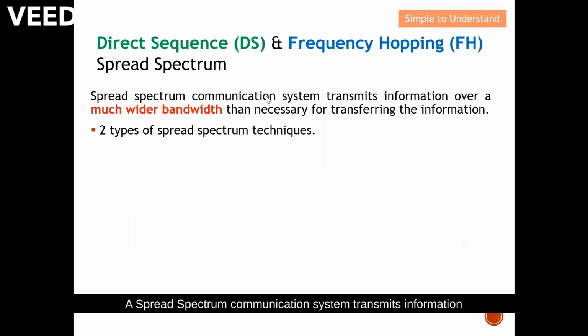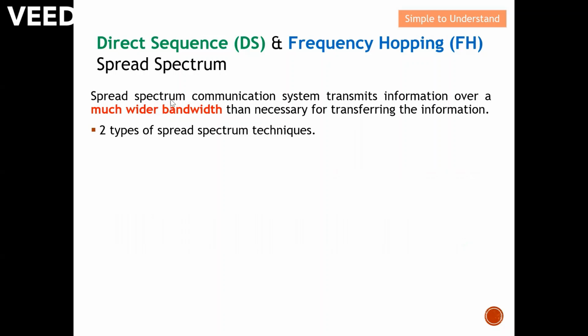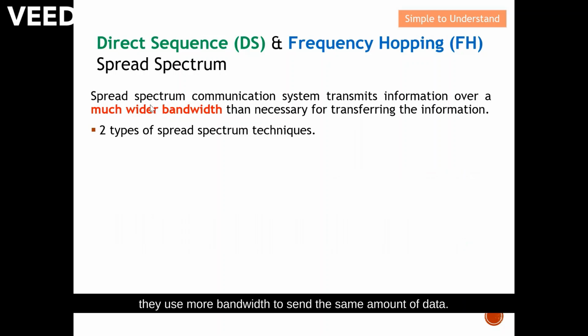A spread spectrum communication system transmits information over a much wider bandwidth than necessary. This means that bandwidth is not really proportional to data. In spread spectrum, they purposely increase their bandwidth to send the same amount of data. So this is the definition of spread spectrum. They use more bandwidth to send the same amount of data.